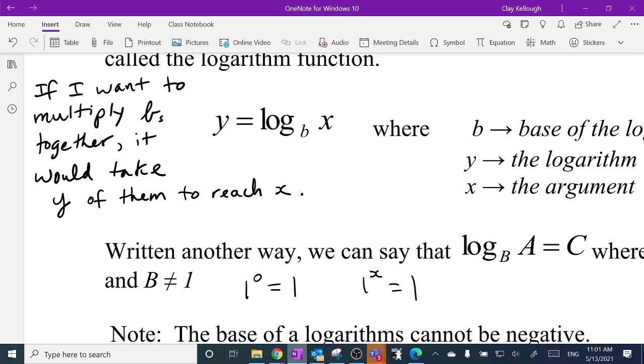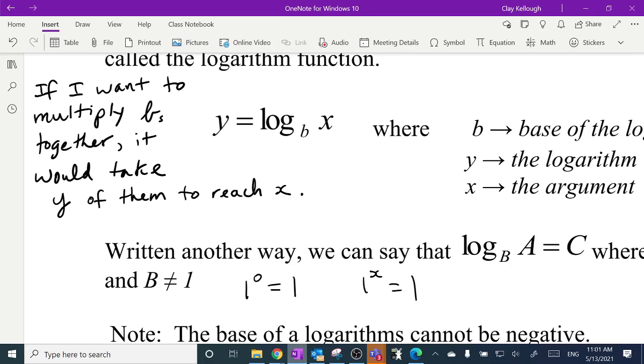So I'll give you a sec to copy that down. That's the way I think about a logarithm equation or a logarithm function, like the one I'm looking at. I'm multiplying together b's, and I will reach the number x in y multiplies.